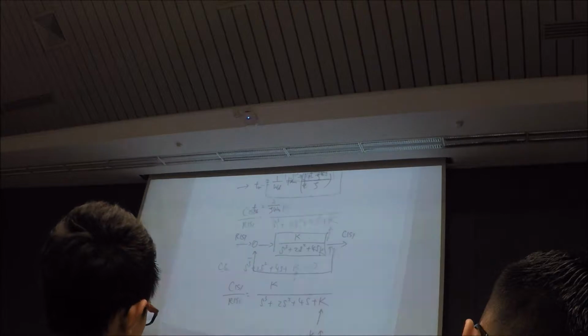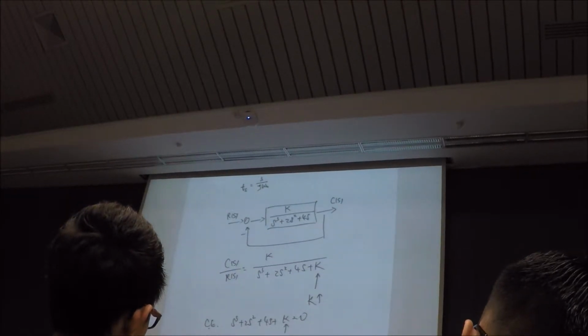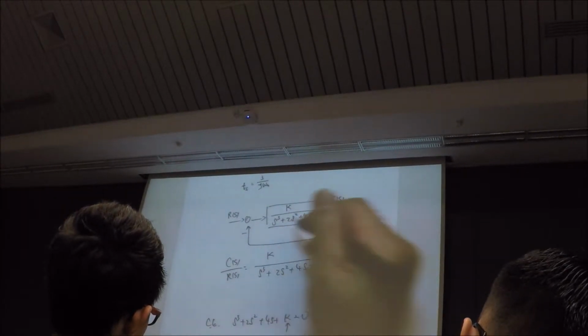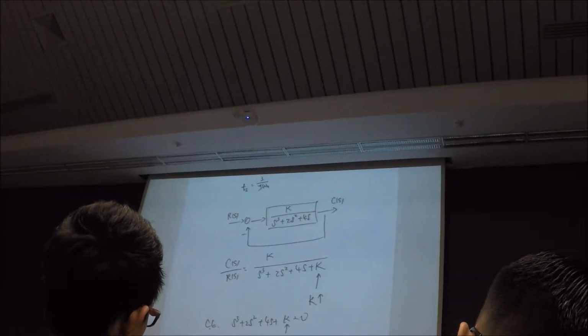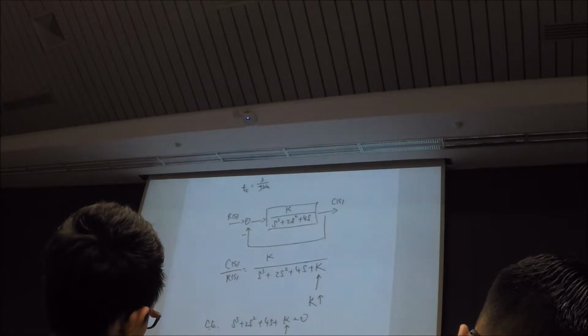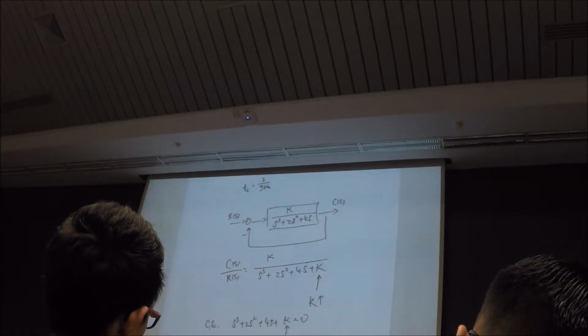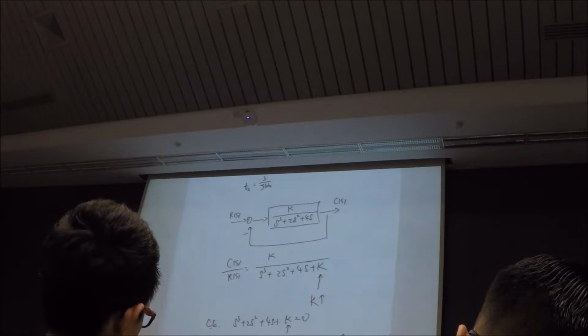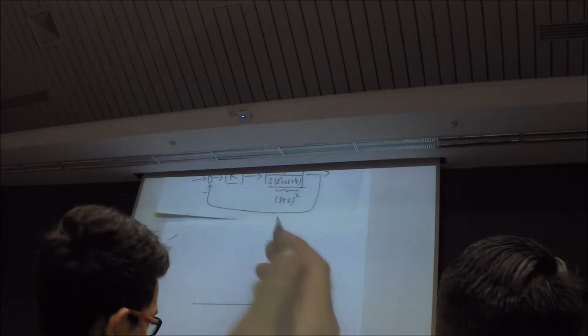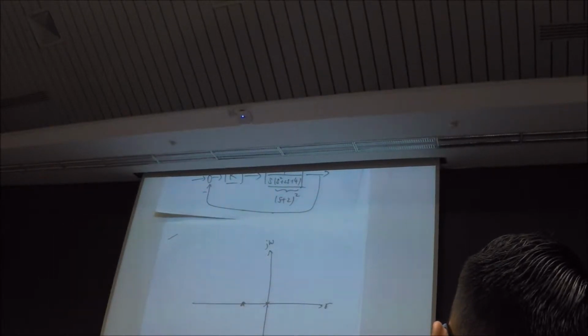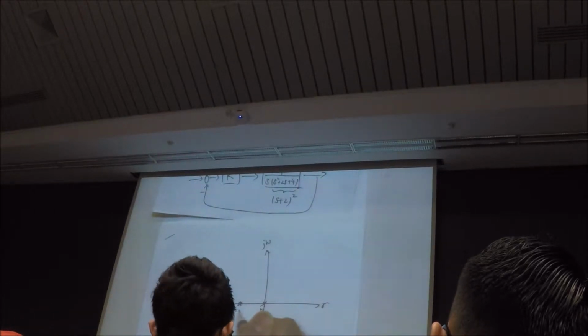So if we go back to this, if I redraw it, this one is going to be s squared. So this is s squared plus 2s plus 4. So this is actually 0, this is actually minus 2, minus 2.